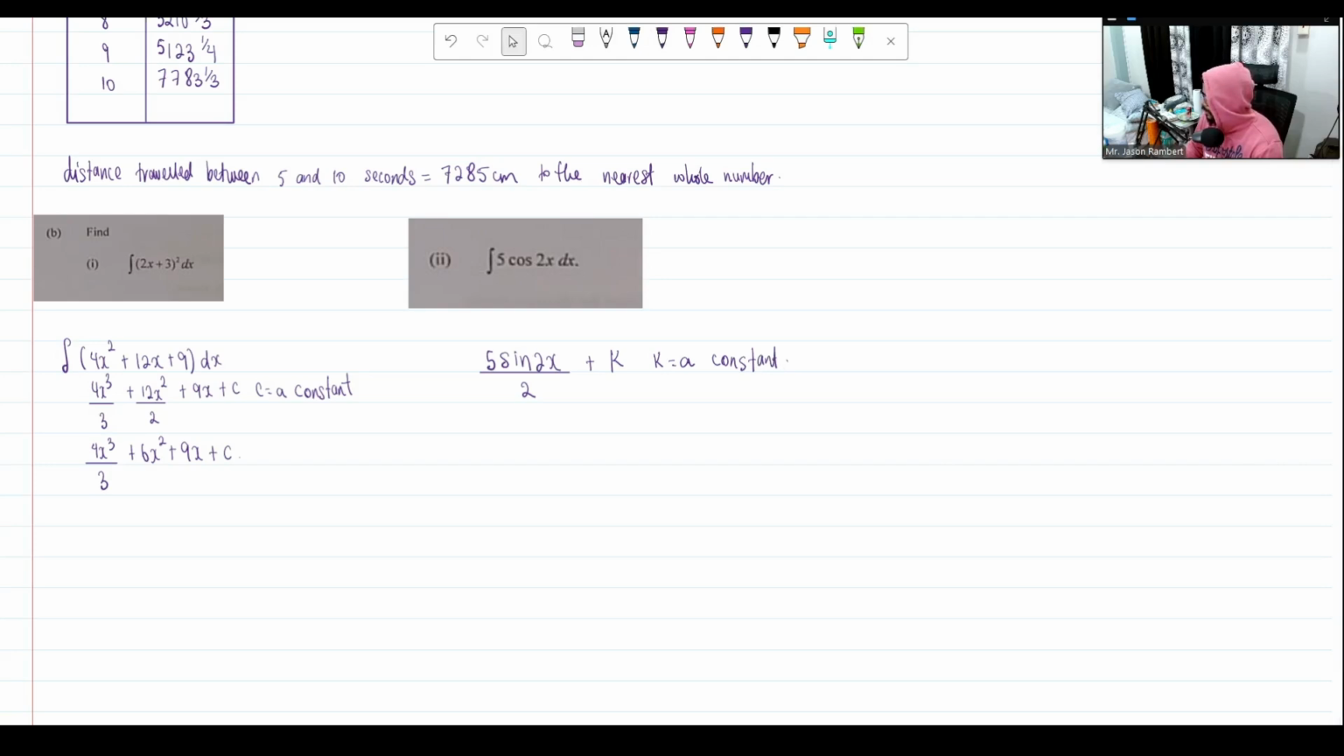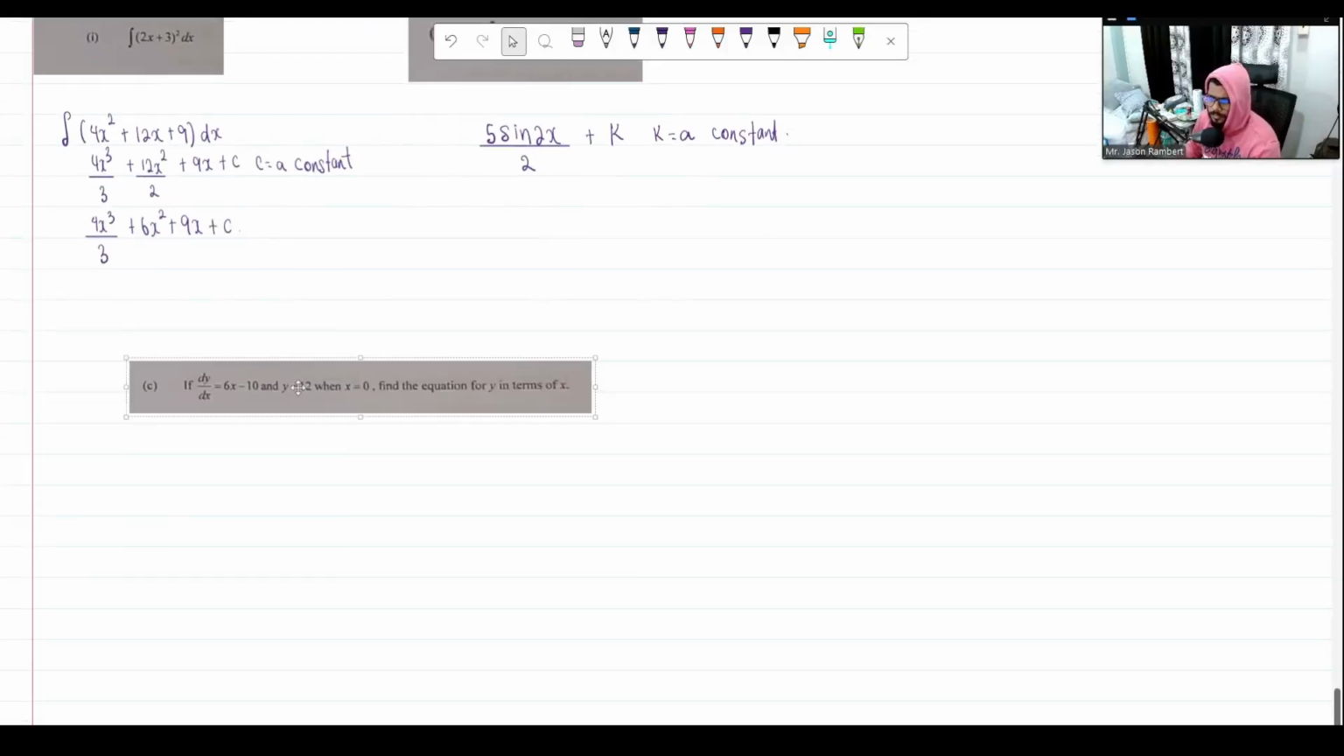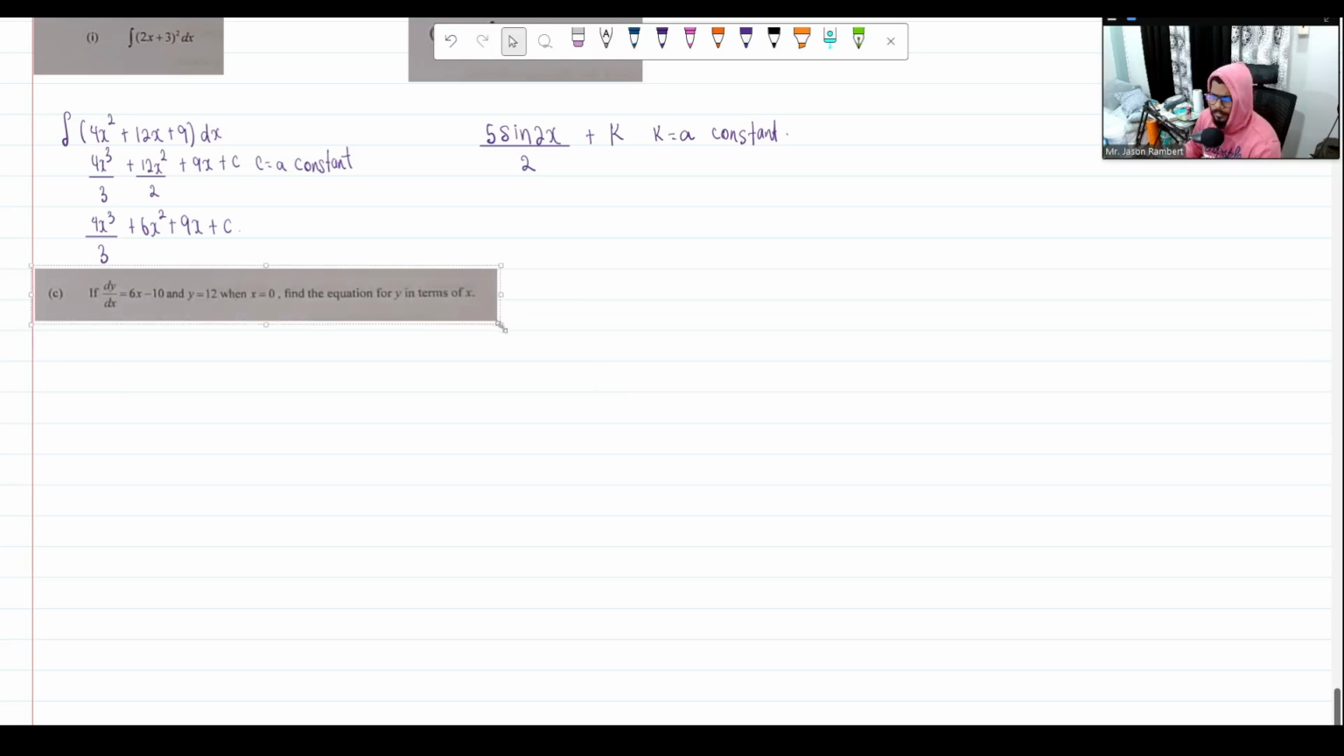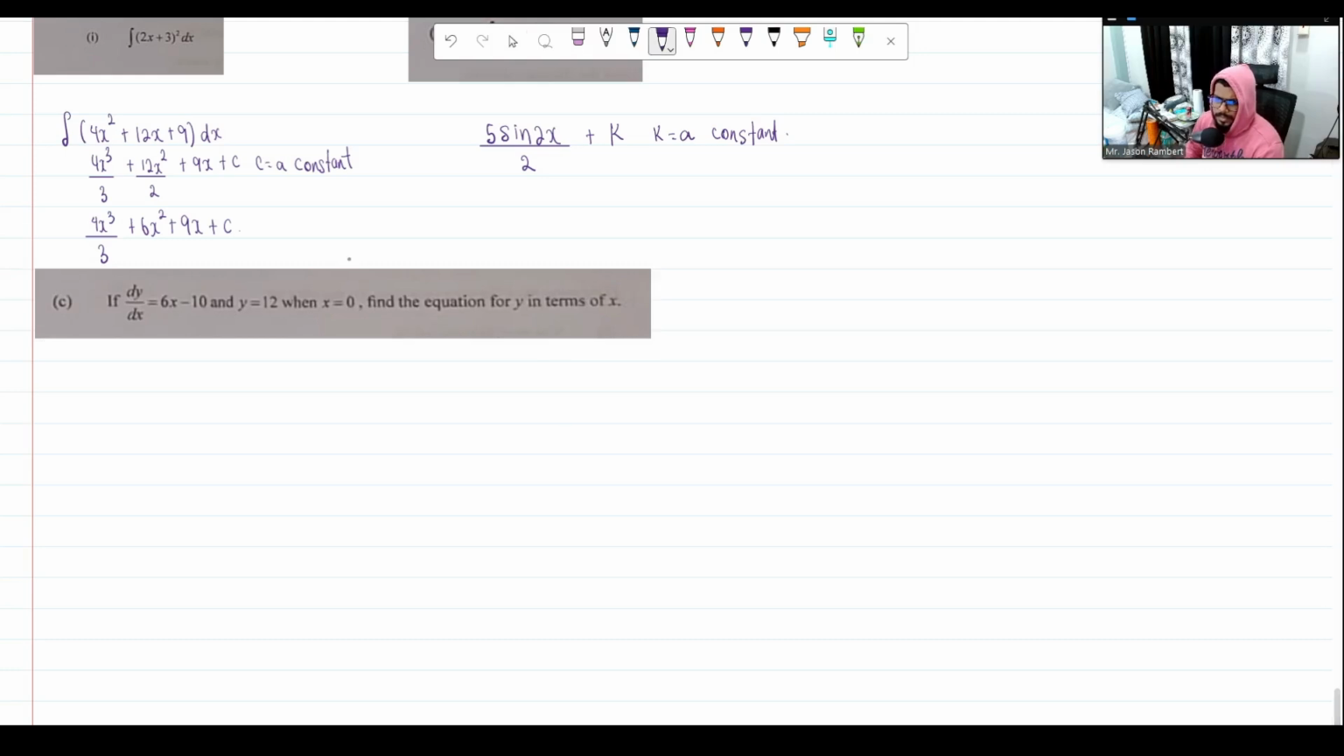All right, and part C. If dy/dx is that, and y is 12 when x is that, find the equation of y in terms of x. We do something similar in the kinematics question before. There are plenty of ways you could write down your statements. Let me write it this way: dy/dx is equal to 6x minus 10.